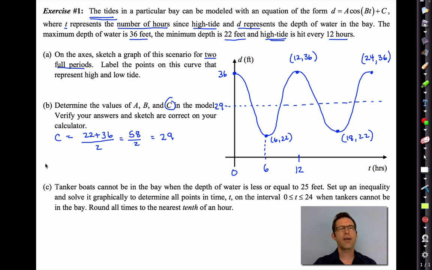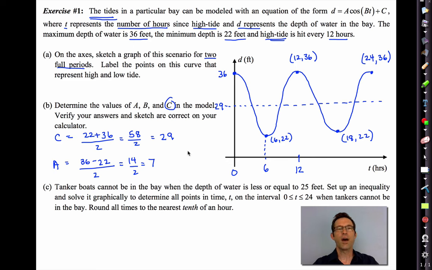All right. After that, I'll oftentimes find the amplitude. We talked about the fact that you can find the amplitude in many, many different ways. My preferred way of doing it is to actually find the distance between the max and the min and divide that by 2. So that's going to be 14 divided by 2, and the amplitude is going to be 7.